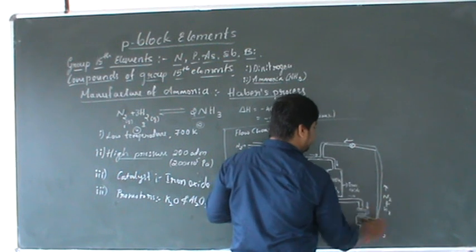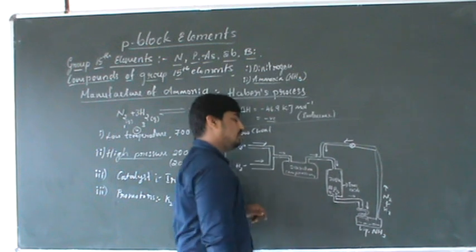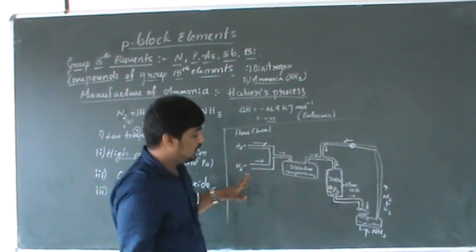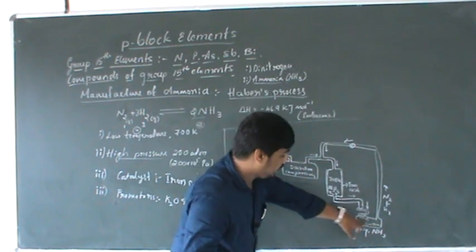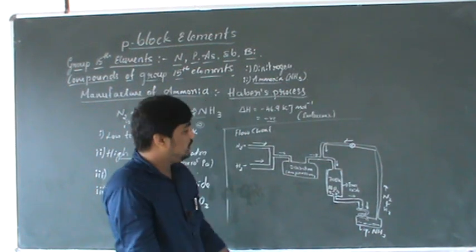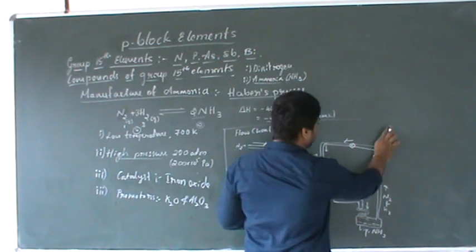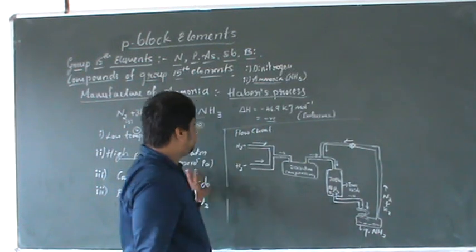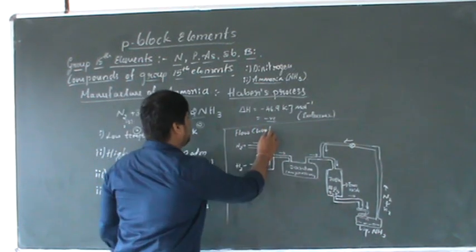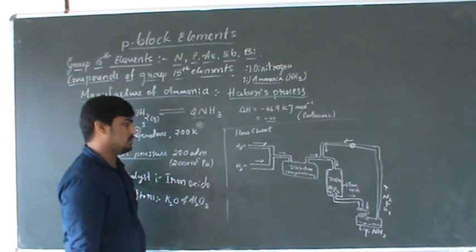Aromatics are very important here, because it is a flow chart. Mentioning the temperature, pressure, and liquid ammonia is also very important. The flow chart may carry 1 or 2 marks in your exam. So these are the very important things under the manufacture of ammonia by Haber's process.